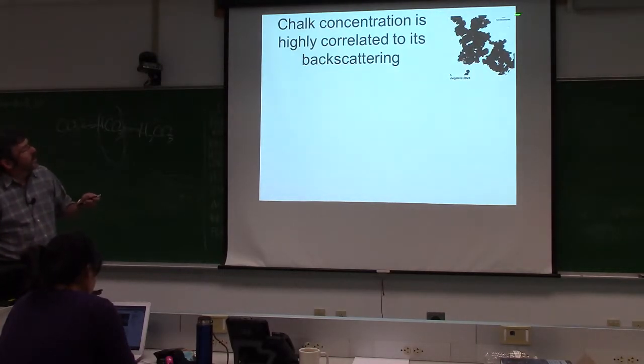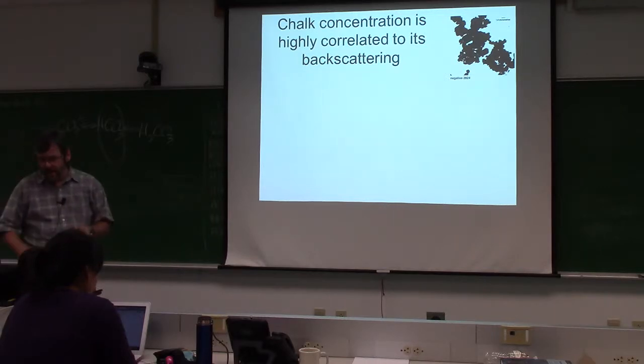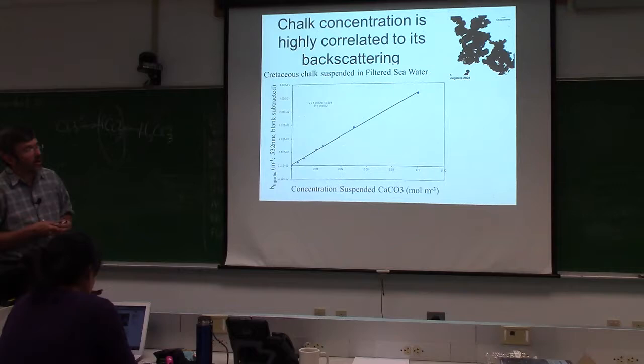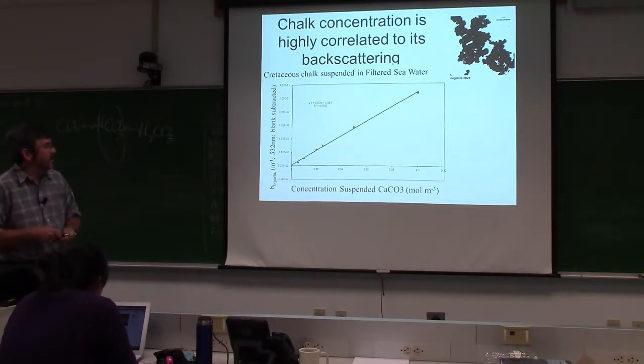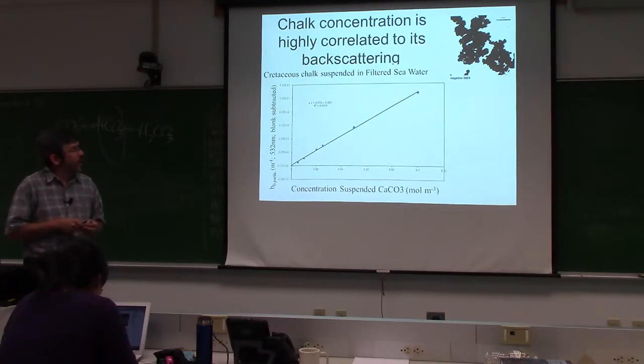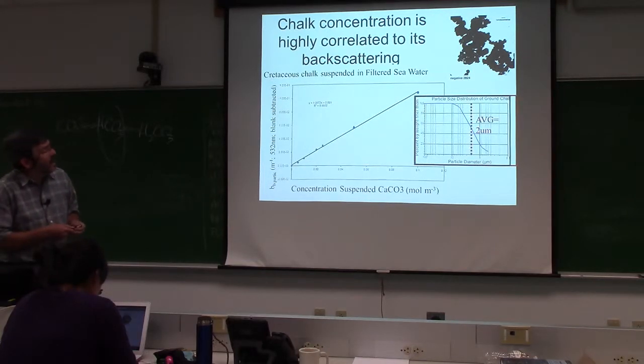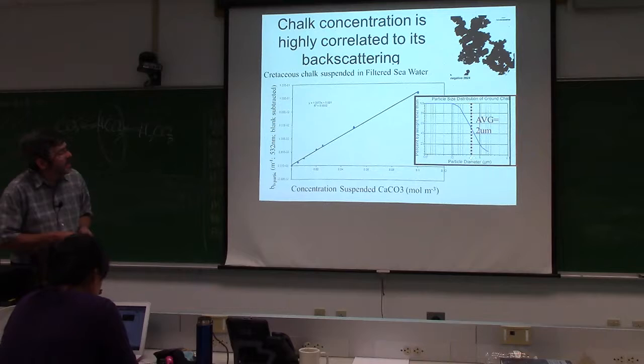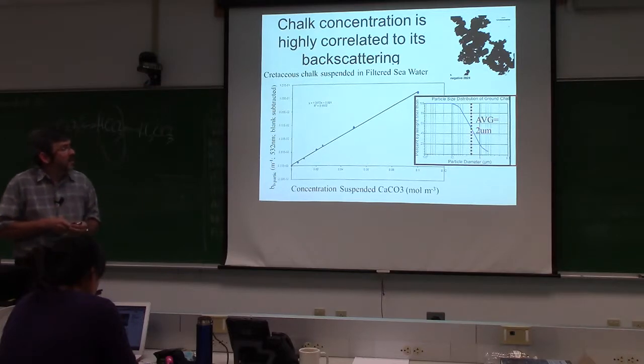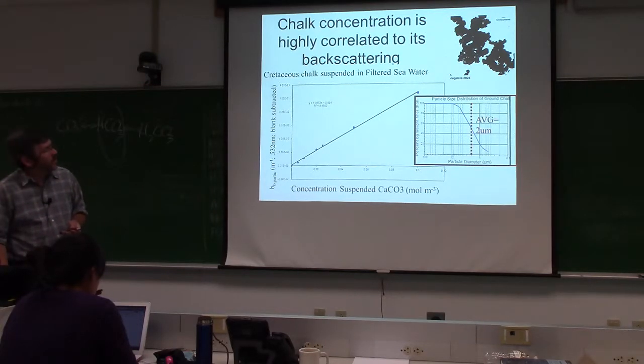So here's what it looks like. This is ground up, but basically the mean size was about the size of a coccolith. And here is the concentrate. This is our calibration for particle backscattering versus the amount of chalk. Pretty good calibration curve. And the size, the 50% point here on the size is 2 microns, like a coccolith. So we thought this would be good material to do.